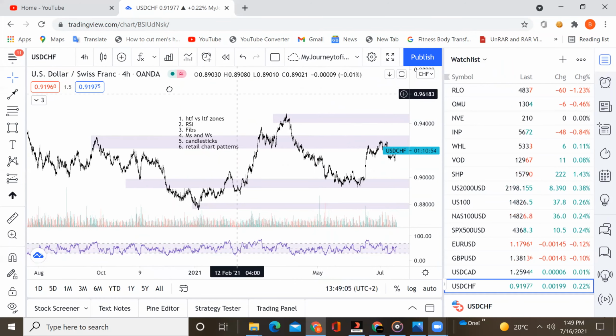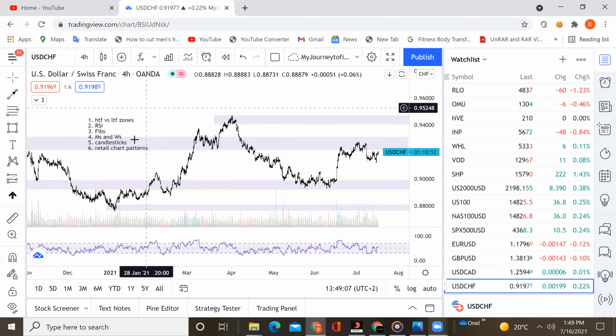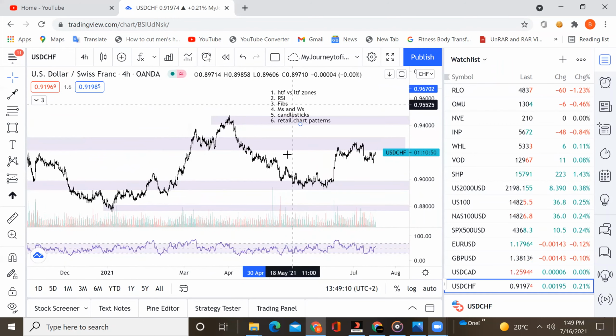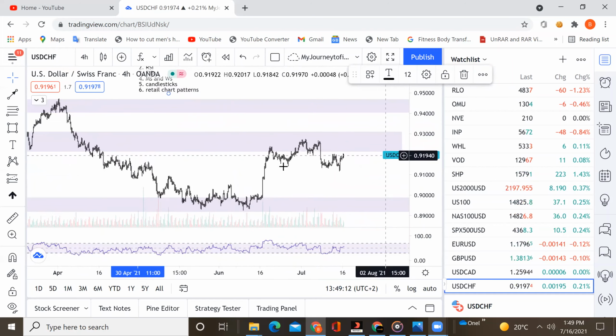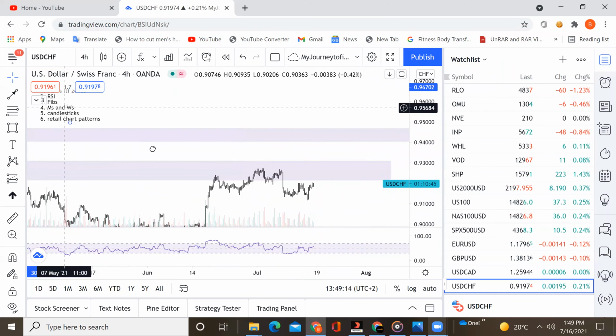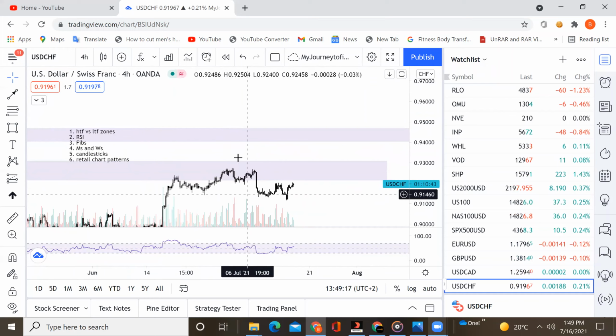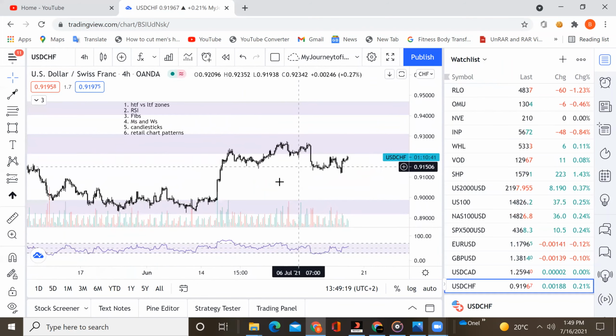So okay, without further talking, let's look for our confirmations. For here, at this first level, we have a higher time frame zone, lower time frame zone, RSI.